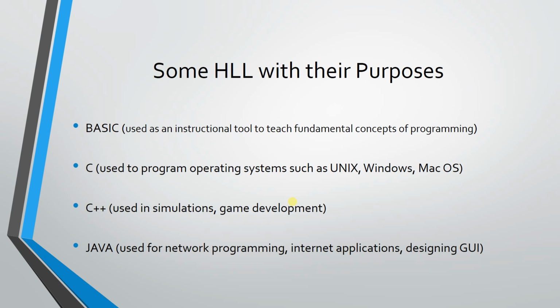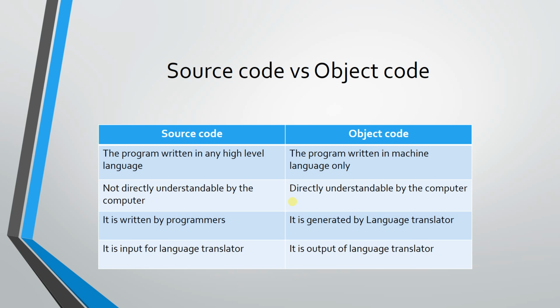So the next thing which we discuss is source code versus object code. So what is a source code? The program written in any high level language, and assembly language as well, as it is written in a human readable form. So it is not directly understandable by the computer, and it is written by programmers. It is input for a language translator. What is a language translator? We will discuss it later.